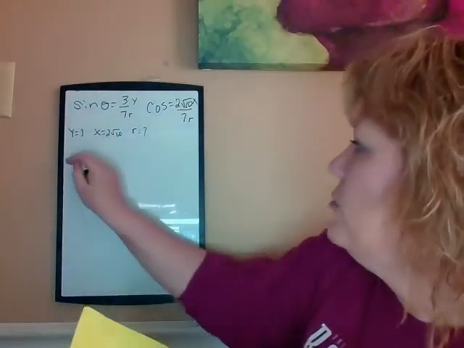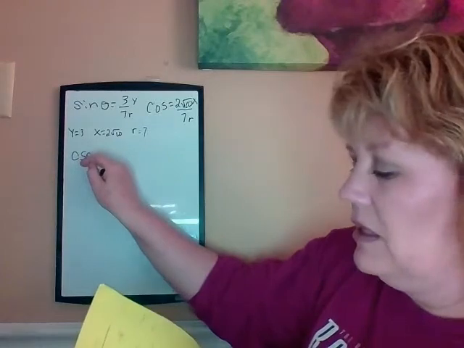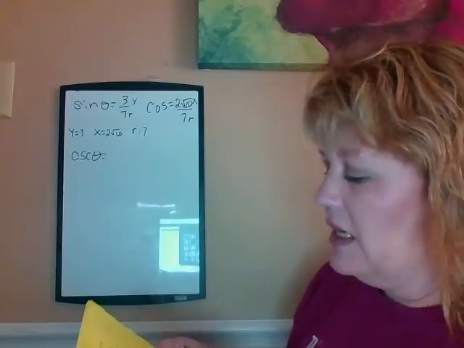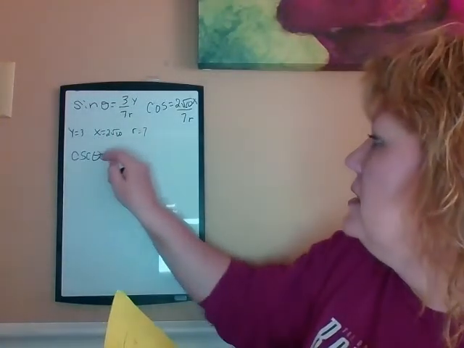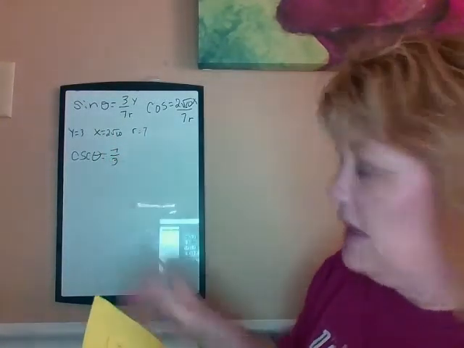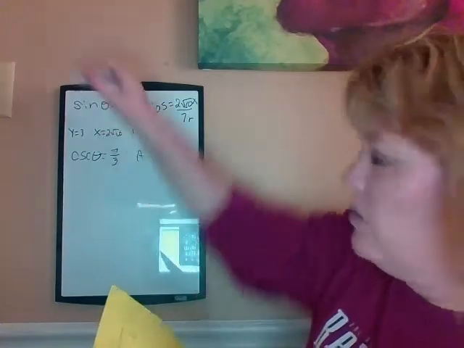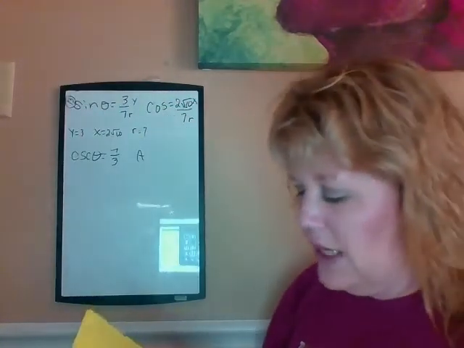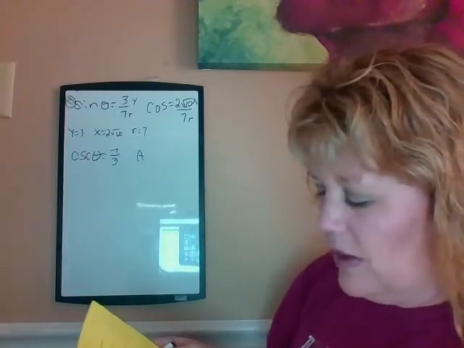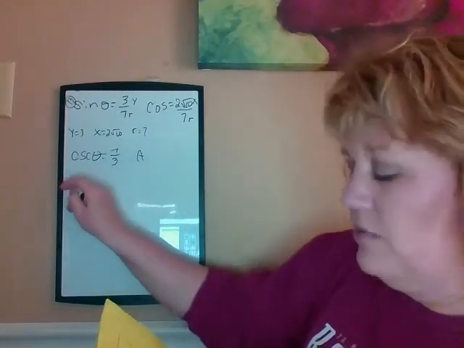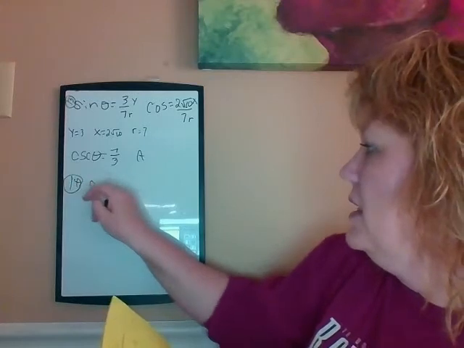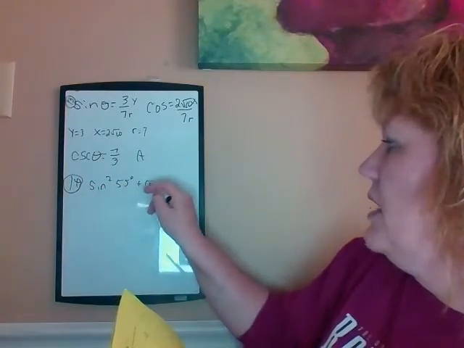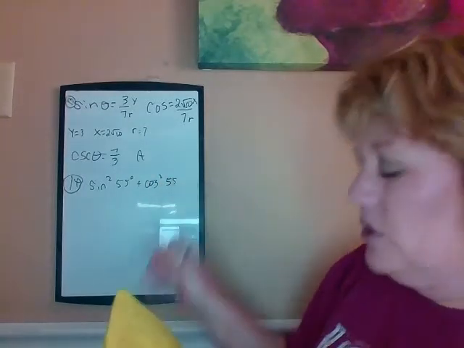And what they're asking for here is the cosecant of theta. And the cosecant is the reciprocal of the sine, so it's going to be 7 over 3. And that's answer choice A. And again, I'm working on problem 13. Number 14 says sine squared of 55 degrees plus cosine squared of 55 degrees.